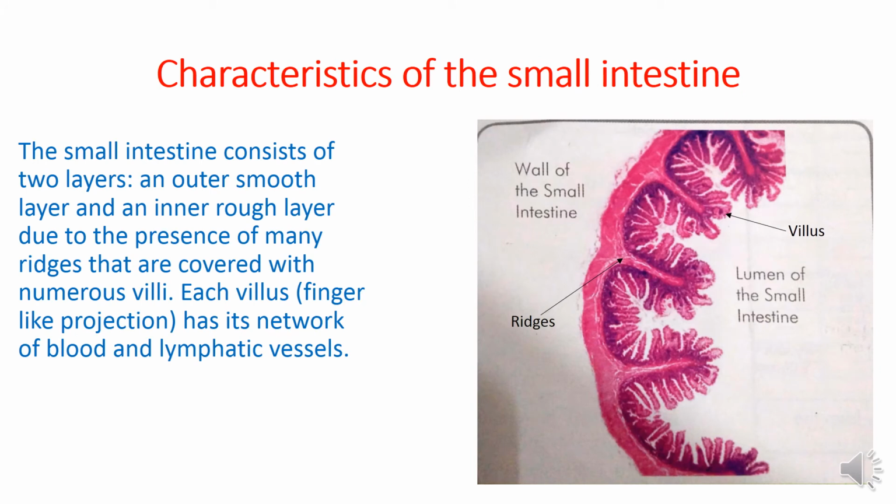Characteristics of the small intestine. This is a cross-section of the small intestine. The small intestine consists of two layers, as we said before, an outer smooth layer and an inner rough layer due to the presence of many ridges. These are the ridges inside the small intestine that are covered with numerous villi. Each villus is a finger-like projection. This is a villus, this is another one, this is a third one. Each has its network of blood and lymphatic vessels.